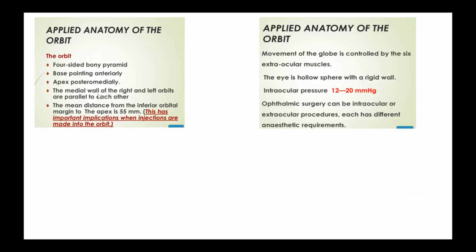Applied anatomy of the orbit may be asked if you get a case like this. So you have to know all about this. What are the four sides of the orbit? It's a pyramid-shaped cavity. What bones form that? Medial wall, lateral wall, apex, etc. And what is a normal intraocular pressure?